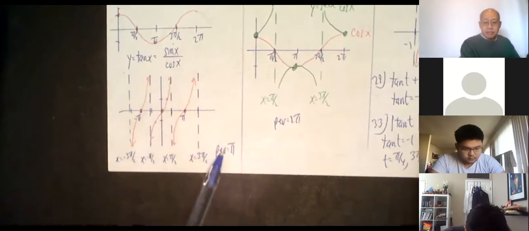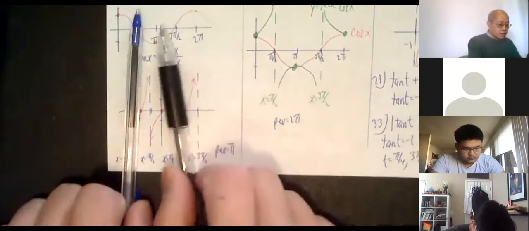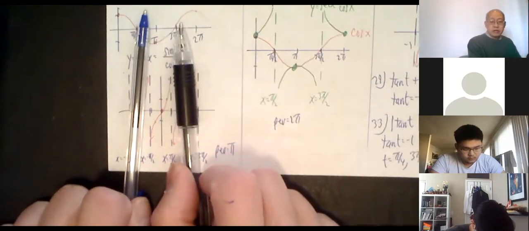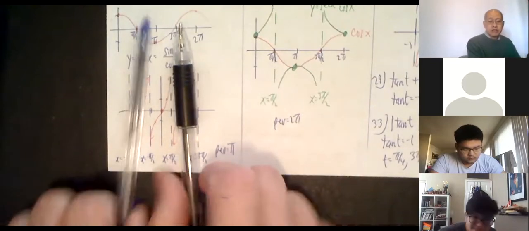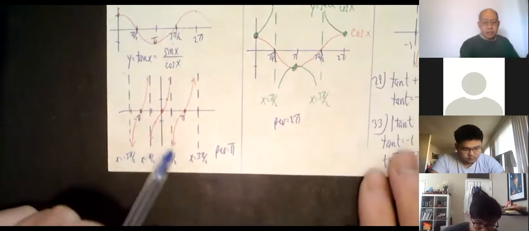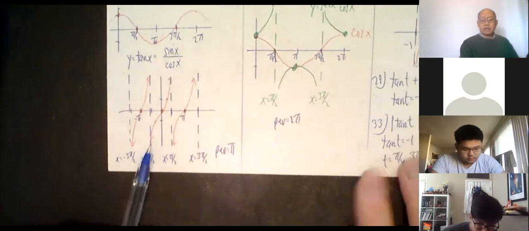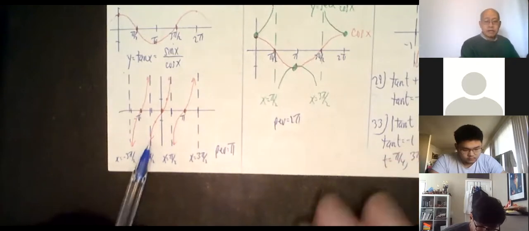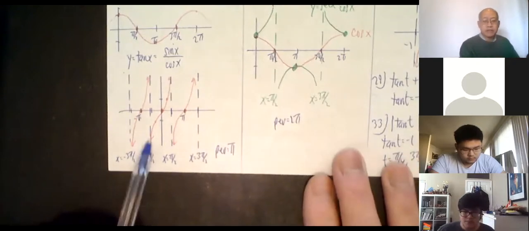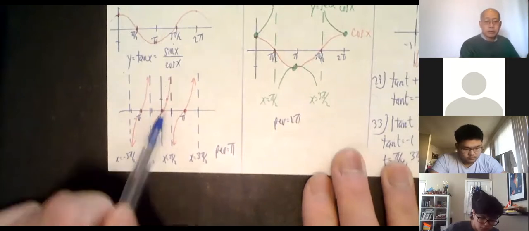The period is pi. So you get an entire period just within here. It's an increasing function. And then after that, you just copy and paste. There's another branch here, another branch here, and so on. Okay, it's on the recording. You can look at the recording. But here's the tangent function. It's an increasing function. It always goes up, goes through the origin.